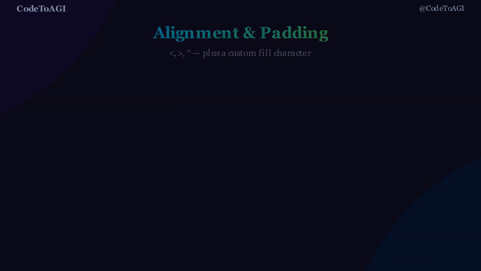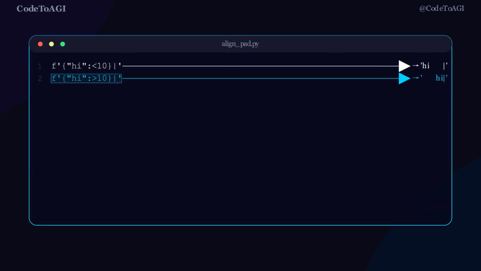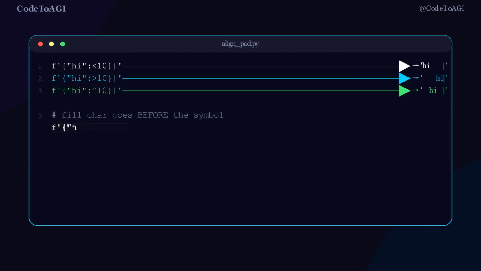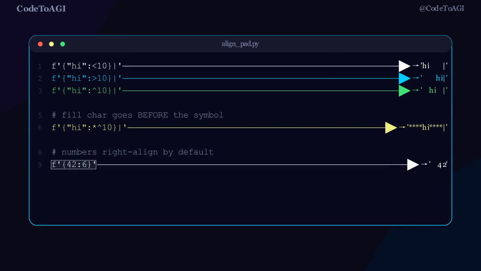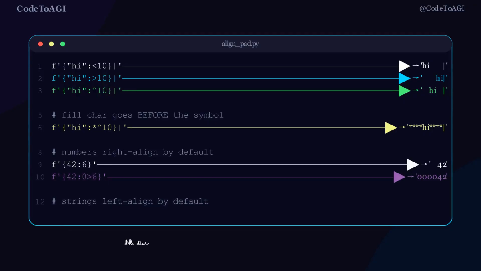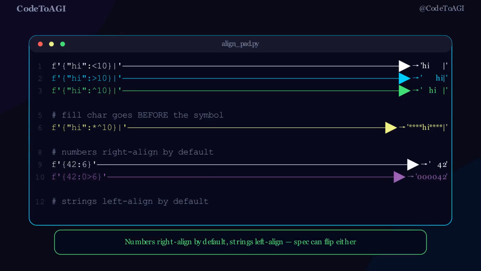Alignment controls where text sits in its width. Less than means left align. Greater than means right align. Caret means center. Colon greater than 10, right aligned in 10 chars. Add a fill character right before the symbol. Star greater than 10 pads with stars, not spaces. Numbers right align by default. Strings left align by default.